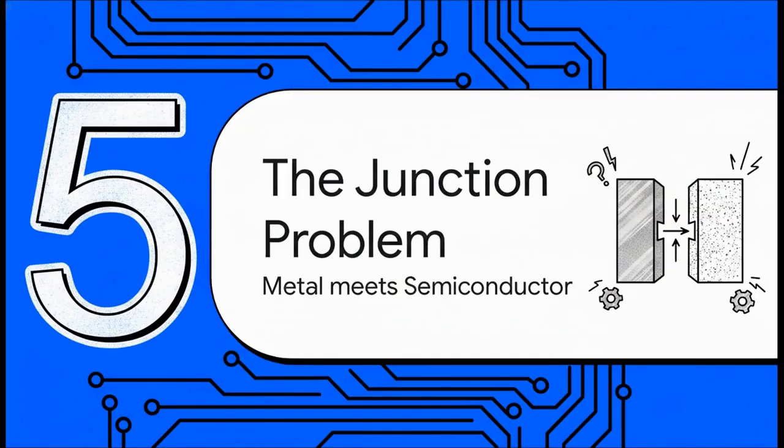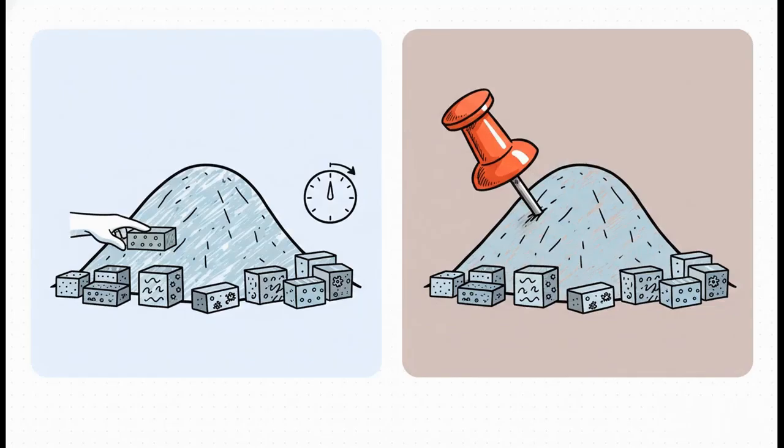Fantastic. But for any device to actually work, you have to get electricity in and out. That means connecting it to a metal contact. And this interface, this tiny junction where metal meets semiconductor, has been a massive engineering headache for decades. Okay, here's the theory versus reality. The ideal model, the textbook version, says that the energy barrier an electron has to get over to go from the metal to the semiconductor should be simple to control. You just pick a different metal, you get a different barrier.